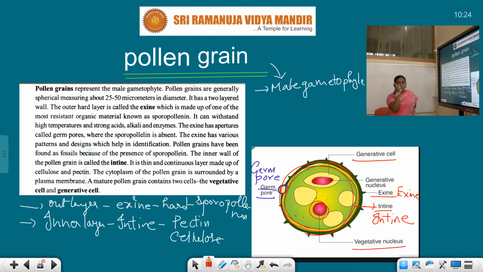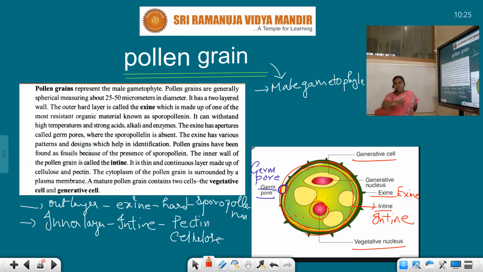Once again, the pollen grain is also known as the male gametophyte. Where is it produced, students? It is produced in the microsporangium of the anther. And it has a diameter of 25 to 50 micrometers.